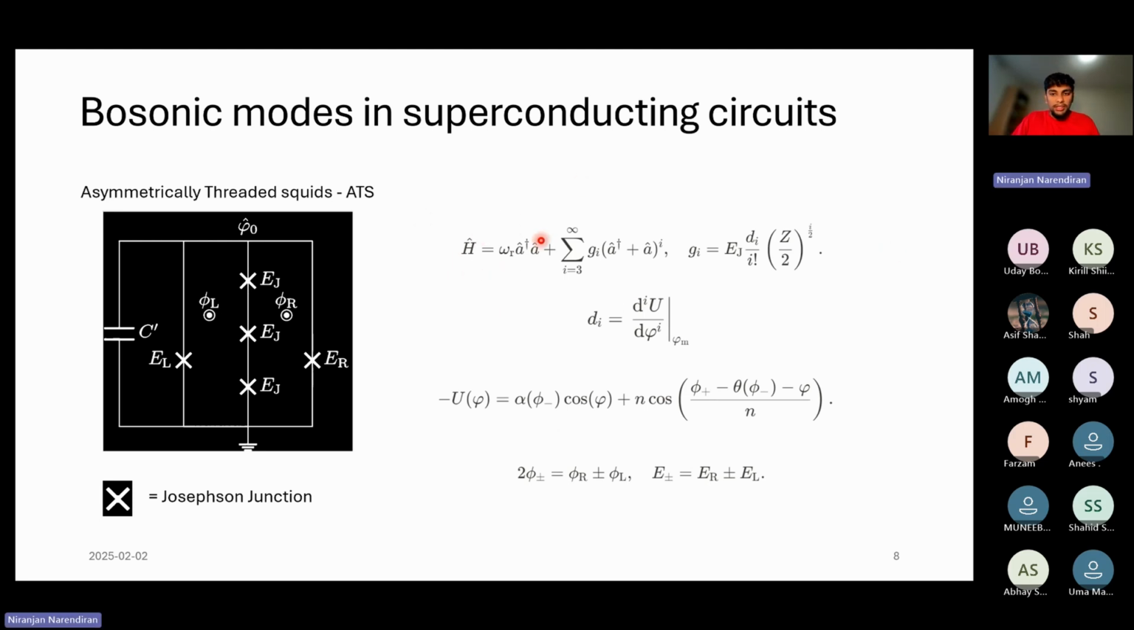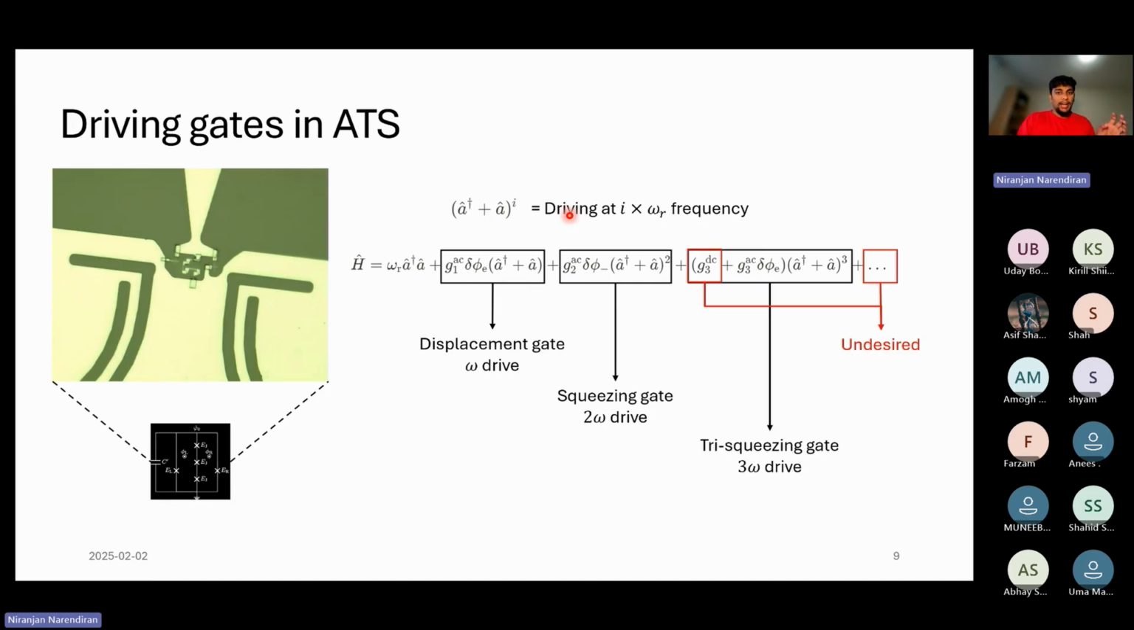There are some linear parts. There are some interaction terms g_i, which are being driven at a particular frequency, right? So what it exactly means is, if you have such a term a dagger a in the Hamiltonian, experimentalists can right away see that we should drive this system at the ith frequency or i times that particular frequency. Let's say I have a qubit or ATS mode at 5 gigahertz. Then if I want to turn on my displacement, I will drive it at 5 gigahertz. If I want to squeeze it, I will drive it at 2 times 5 gigahertz, which is 10 gigahertz. If I want to trisqueeze it, I will drive it at 15 gigahertz and so on.